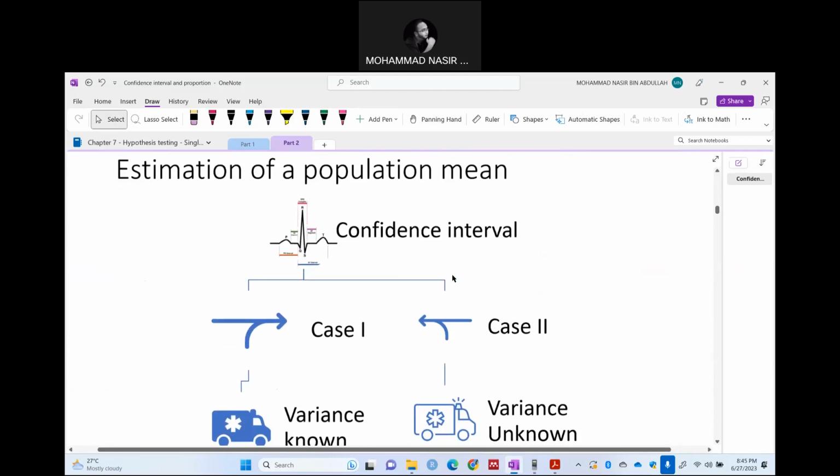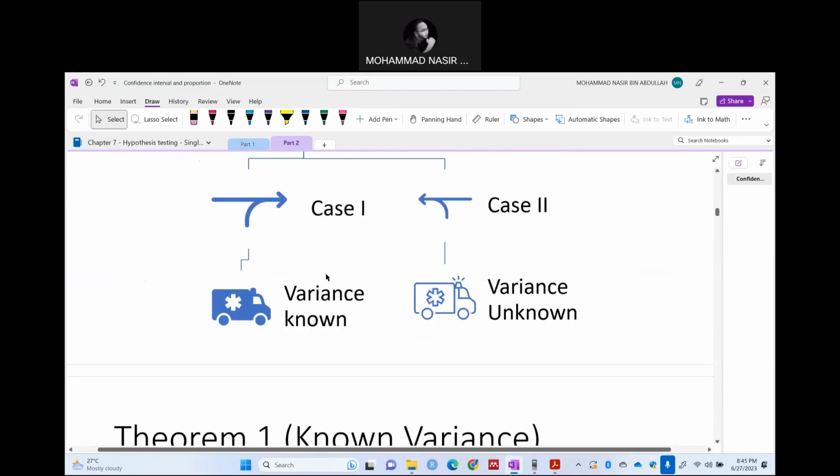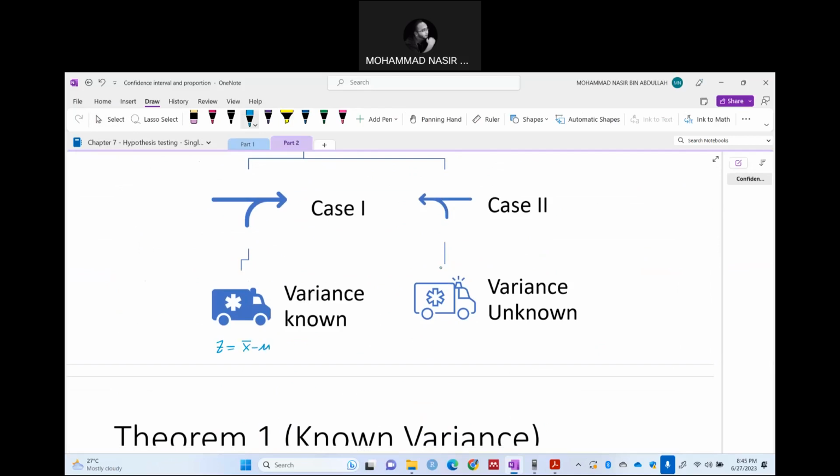So confidence interval, same as previous, same as yesterday. We have two cases. The first case is variance is known. The second case is variance is unknown, right? So if variance is known, we will use Z equal to X bar minus mu divided by sigma over square root of N, right?